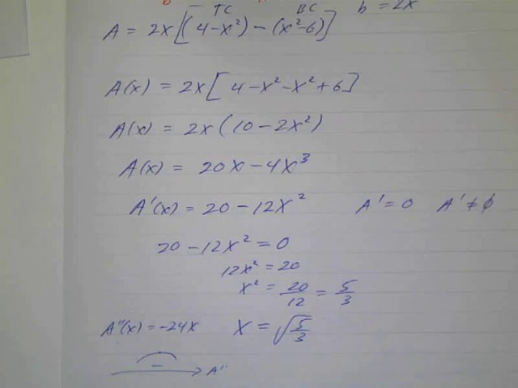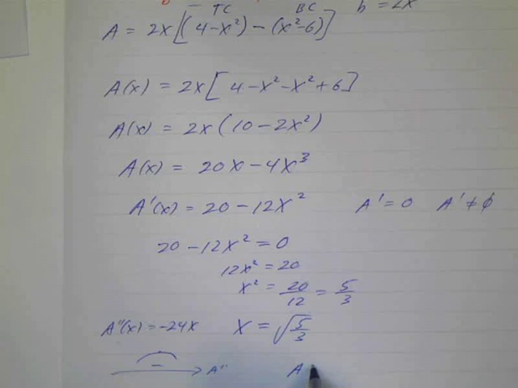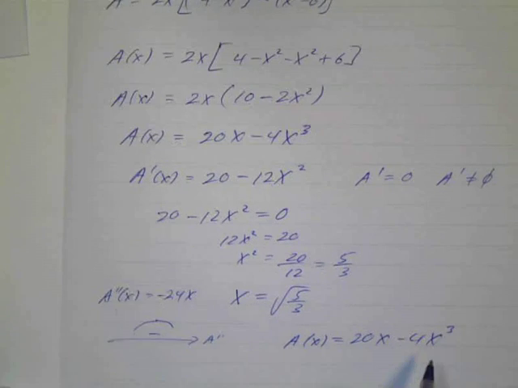We can find out what this is because we're going to put this back into our original equation, because that's going to give me my area. We want to find out what the area is, and that's 20x minus 4x cubed. So now we're going to have to get into our calculator a little bit, okay?